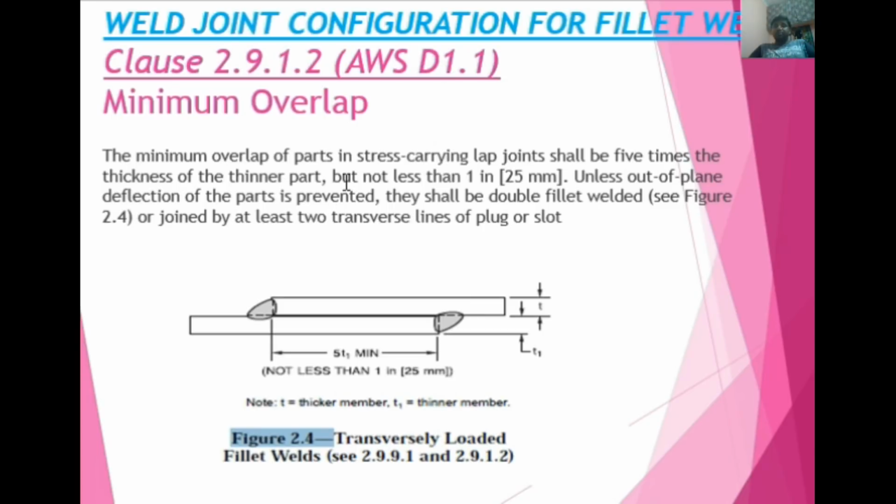So, the minimum overlap of the parts in a stress carrying lap joint shall be 5 times the thickness of the thinner part. Whichever is the thinner, we have to take that thickness only. So, 5 into T and not less than 25 mm. It is 5 into T, otherwise not less than 25 mm.